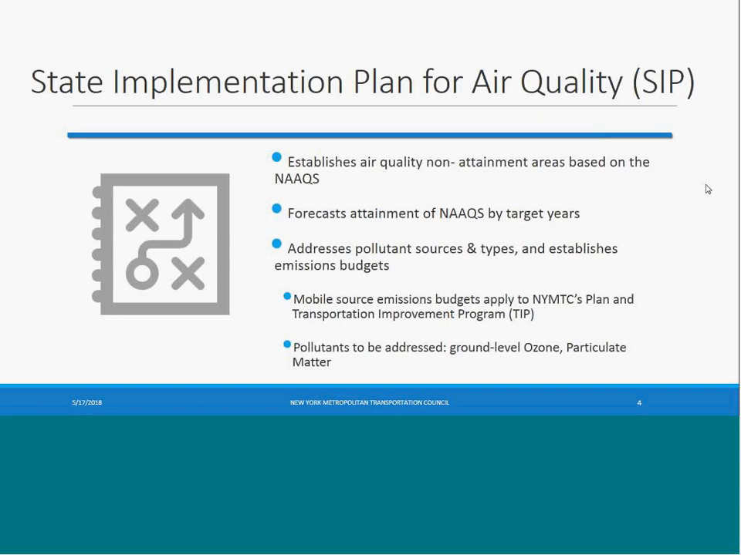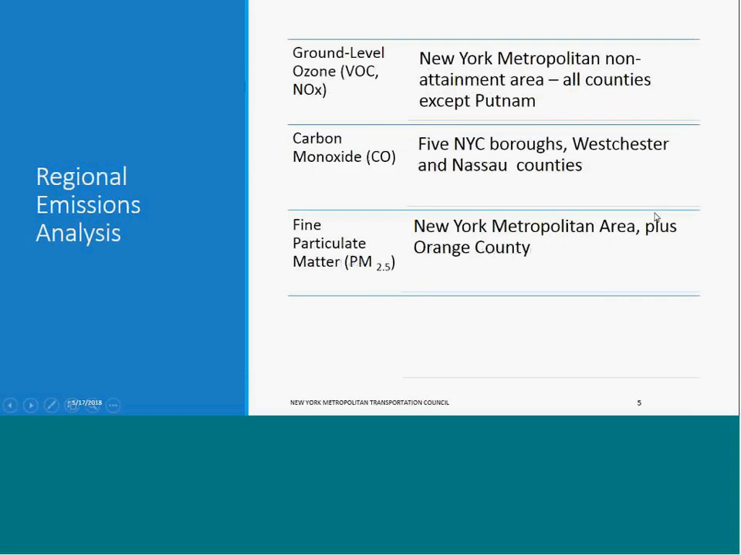It does this for each of the criteria pollutants which we are in non-attainment for, and it has budgets for each pollutant. Currently, in the NYMTC area, 9 out of our 10 planning boundary counties are in non-attainment. The pollutants that we address in this conformity determination are ground level ozone, which is represented by volatile organic compounds and nitrous oxides, and particulate matter 2.5, which is the fine particulate matter. For ground level ozone, we're actually measuring VOC and NOx, and we're doing that across 9 of our 10 counties, so it's all of the NYMTC counties except for Putnam.